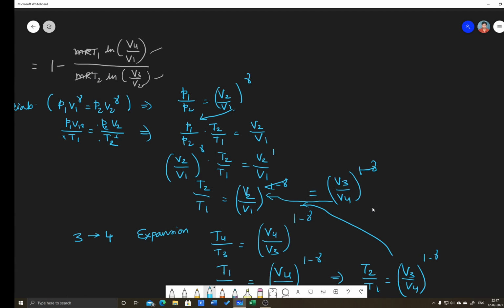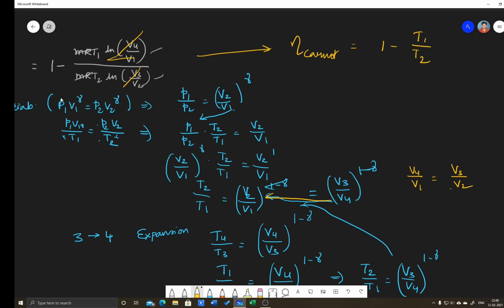You can rewrite this as V4 goes here, and V1 goes here. So V4 by V1 is equal to V3 by V2. So this is similar to this, so you can cancel this also. So finally, the efficiency of the Carnot cycle becomes 1 minus T1 by T2.